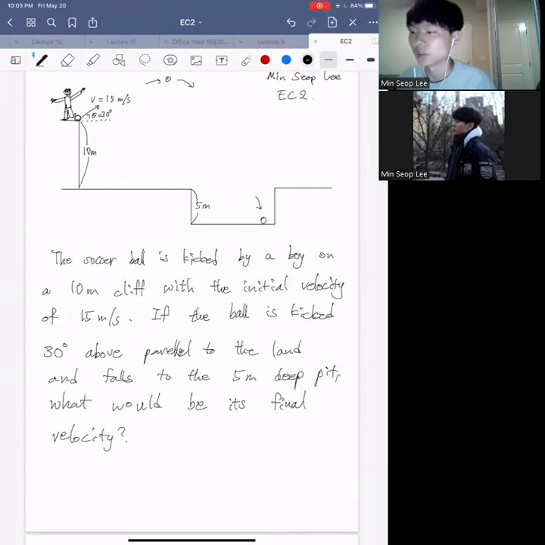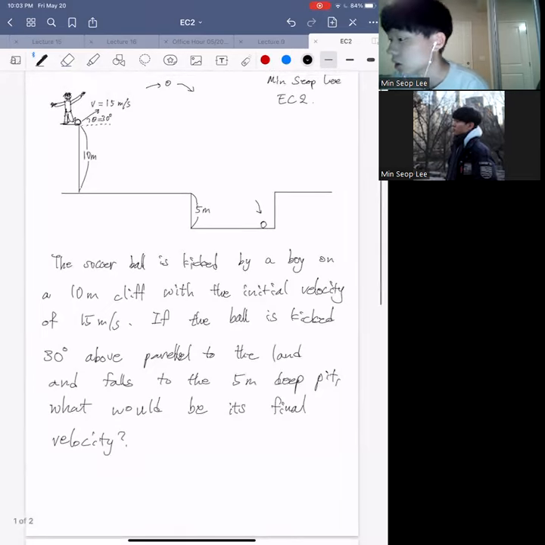Today I want to talk about chapter 3.7 to 3.9, which covers projectile motion in two dimensions. So here's the problem I just made.